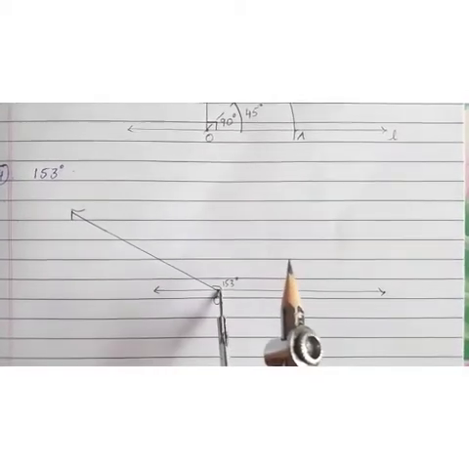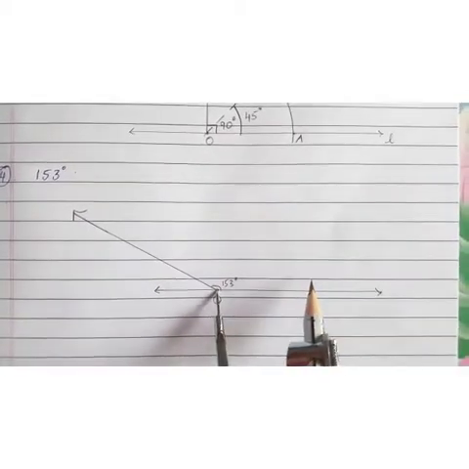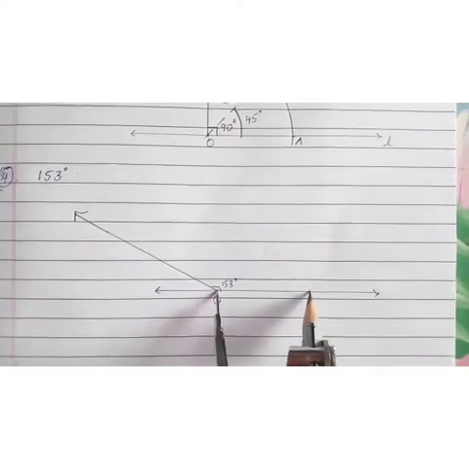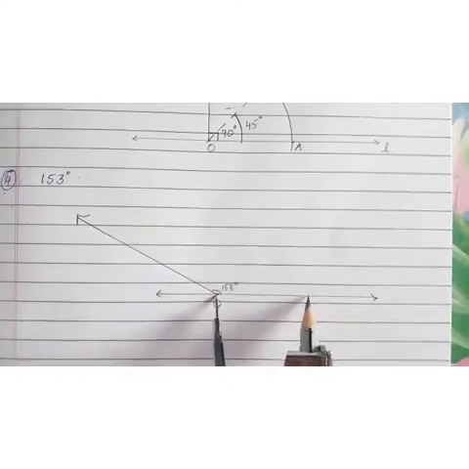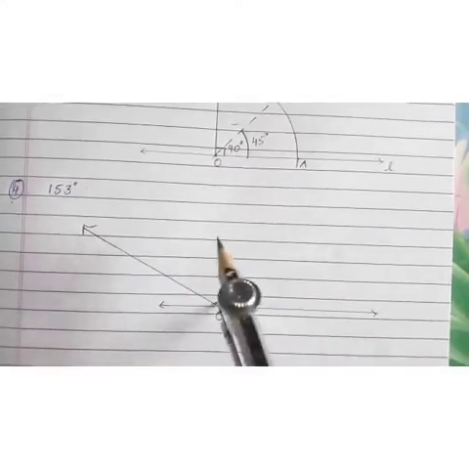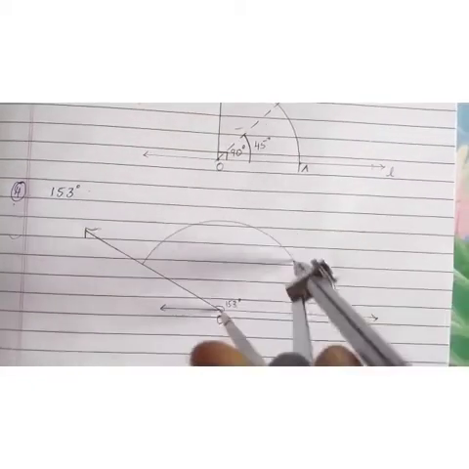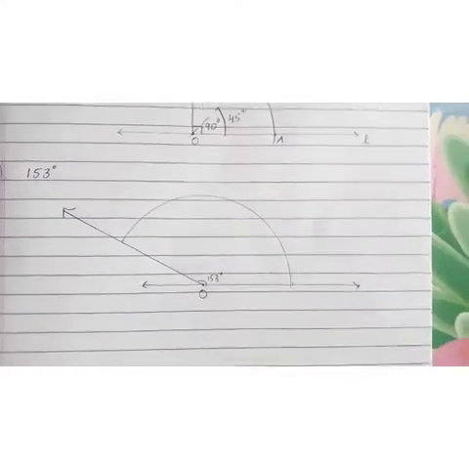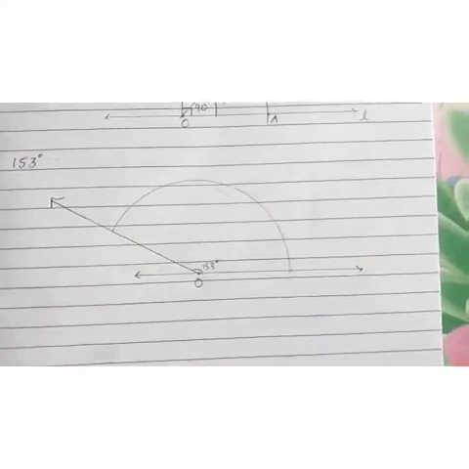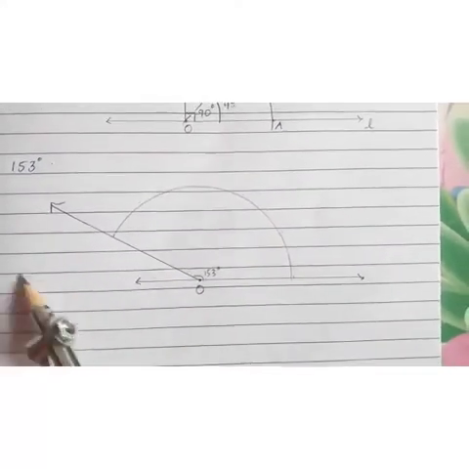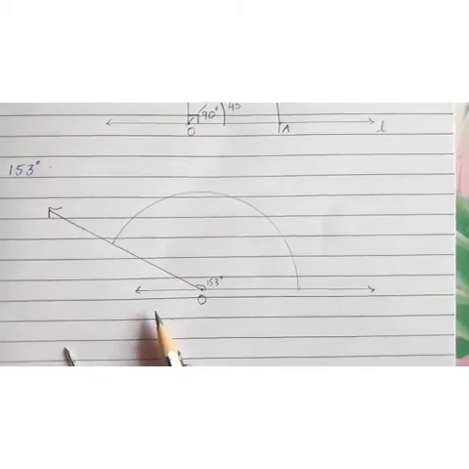Now take O as center and any convenient radius. You draw an arc which cuts both the arms of the angle. I have taken some convenient radius of my choice and then I have drawn. You can draw even smaller. So now let me also draw a smaller one.